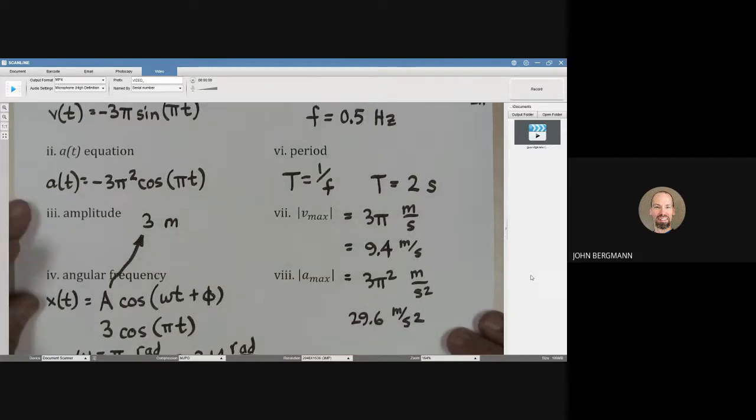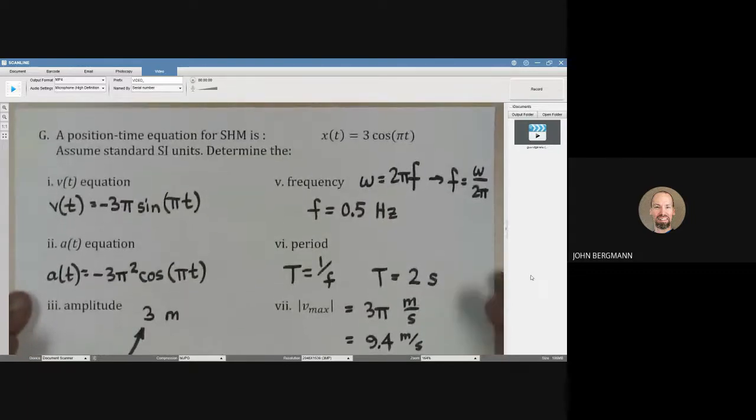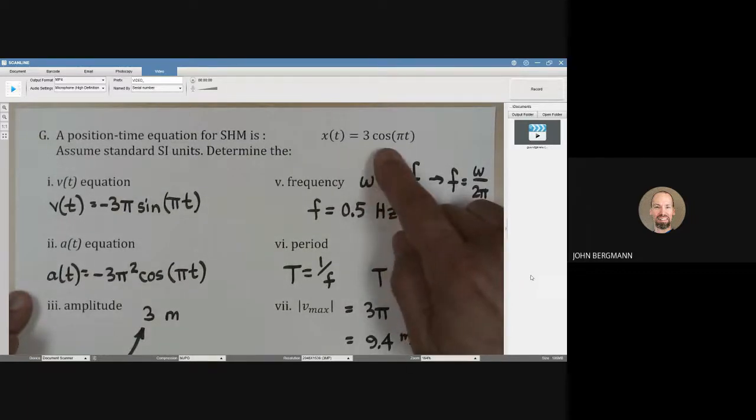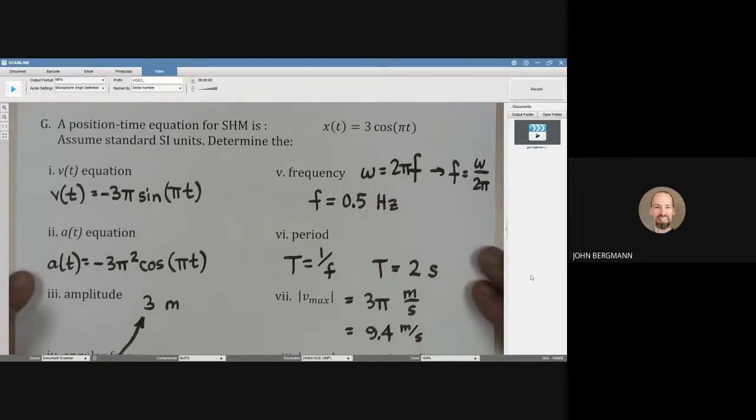So that's how you do that. That's how you can go from this position time function for simple harmonic motion and calculate a whole bunch of things.